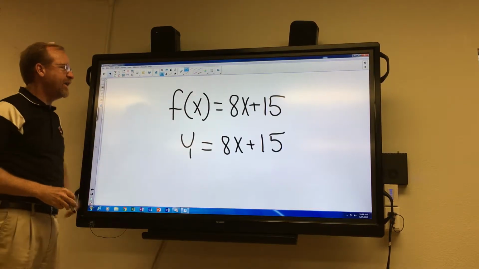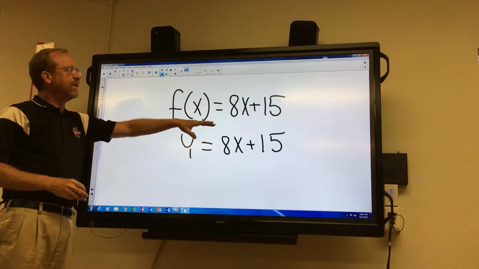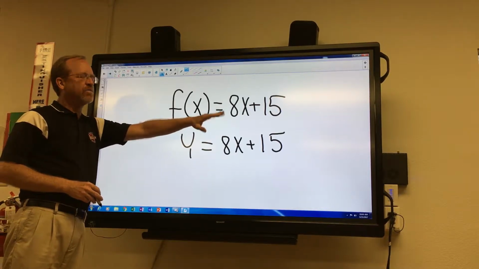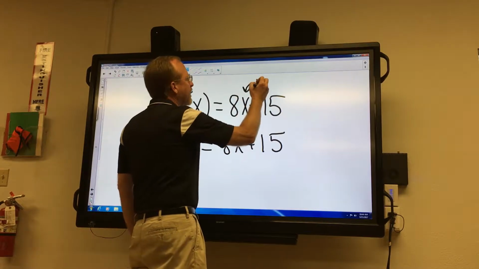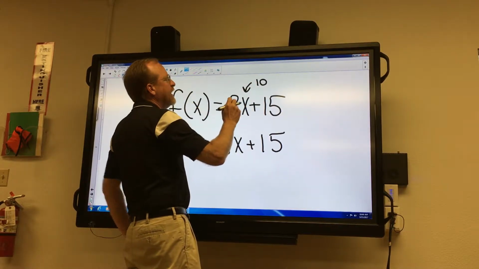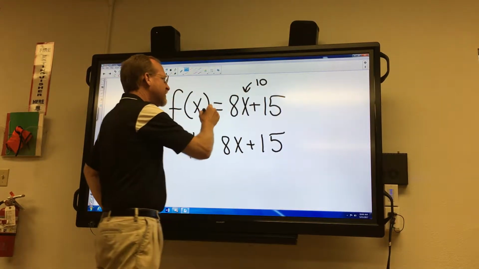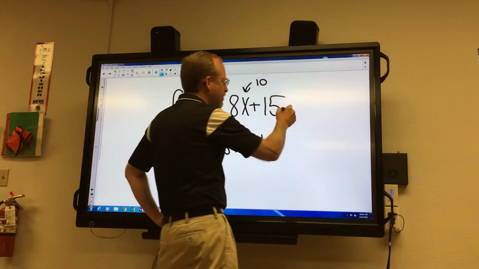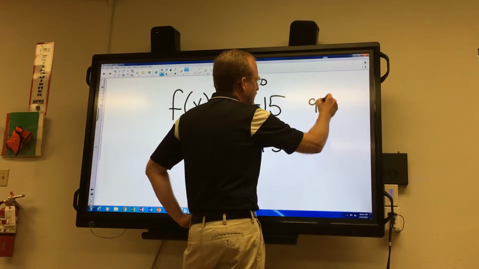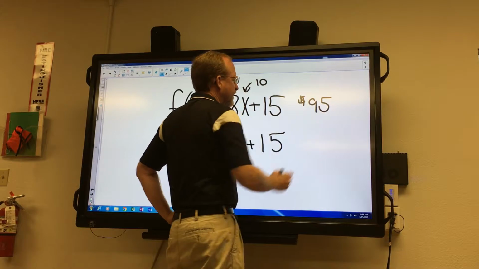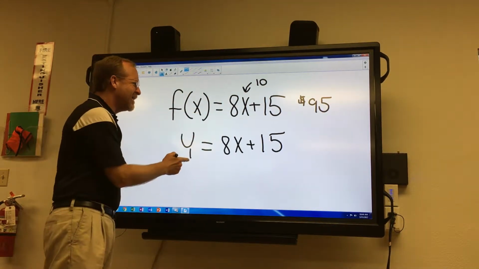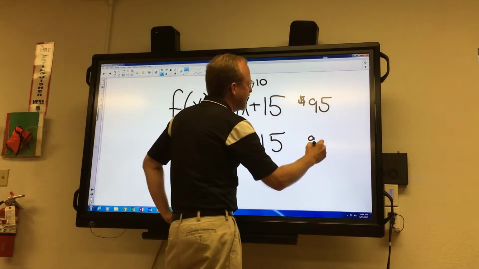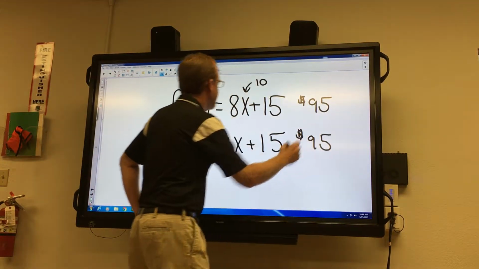The way you write it is f of x equals 8x plus 15. Now, if I put the 10 in there, x is 10, the function of x would be 80 plus 15, $95. You're probably saying to yourself, wait a minute, that's the same thing. Absolutely right. It is the same thing.